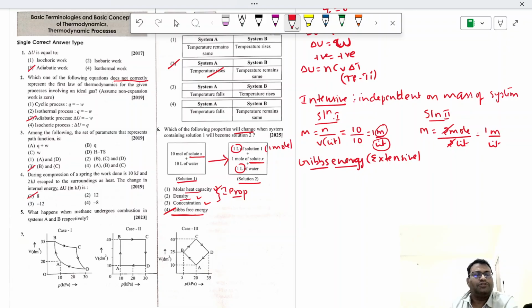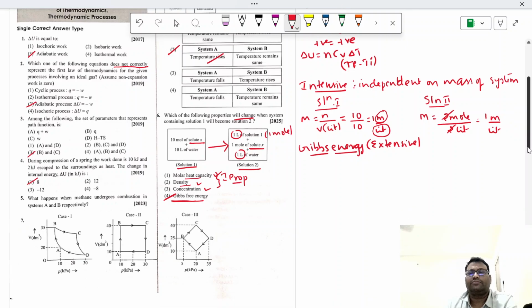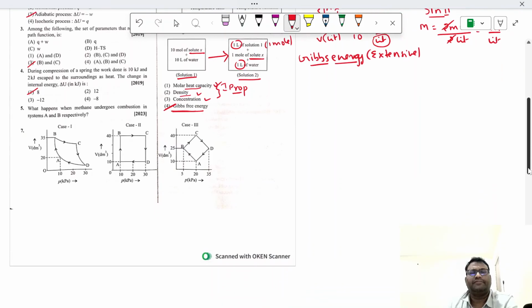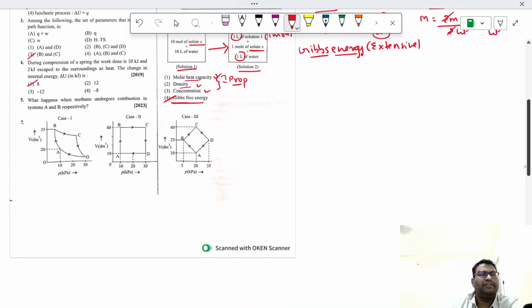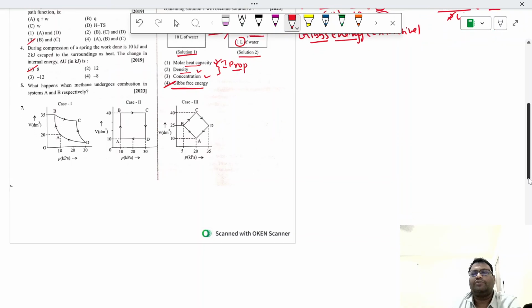Okay, so that is about question number 6. Next, coming to question number 7. In question number 7, what is the question asked? So these 3 graphs are given, and what is asked? Let us see that.